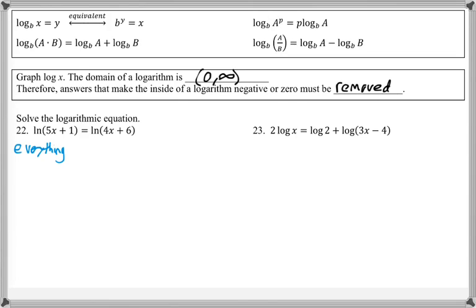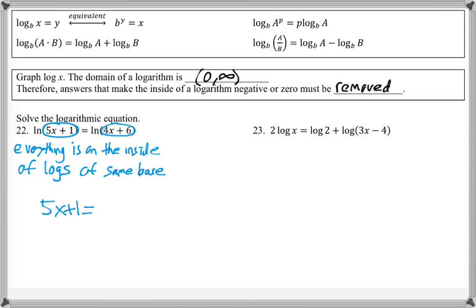Everything is on the inside of logarithms of the same base. In this case, the base is e. So when this happens, we actually only care about the insides of the logarithms. So we only care about 5x plus 1 is equal to 4x plus 6.